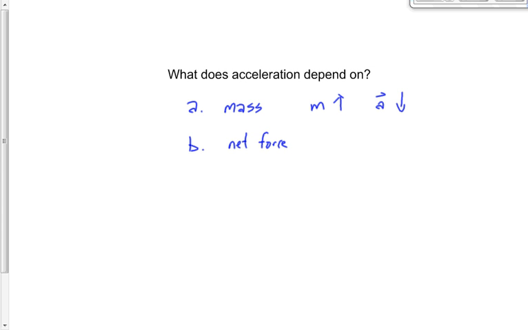You push it with a force that's twice as big. What happens to the car? Does it accelerate more or less? More. So in other words, the more force you have, the more acceleration you have. As mass goes up, acceleration goes down. As force goes up, acceleration goes up.